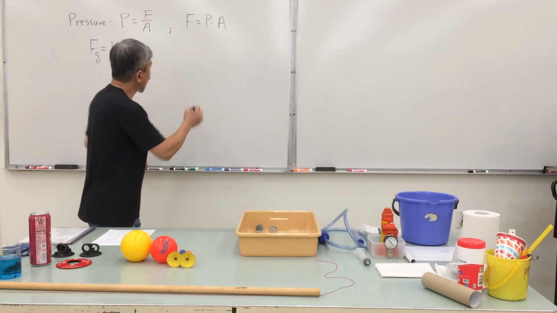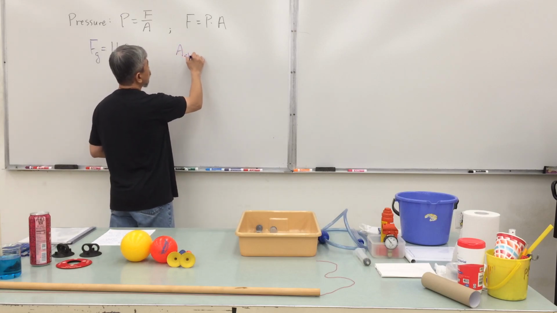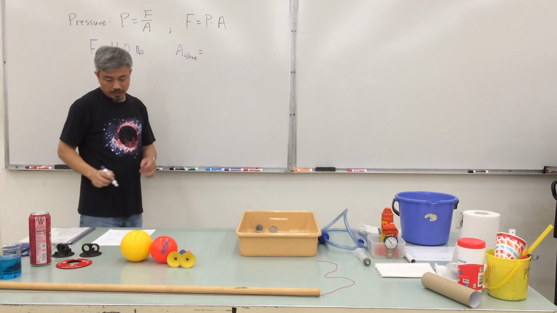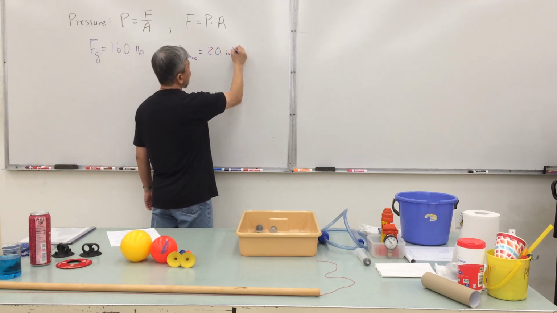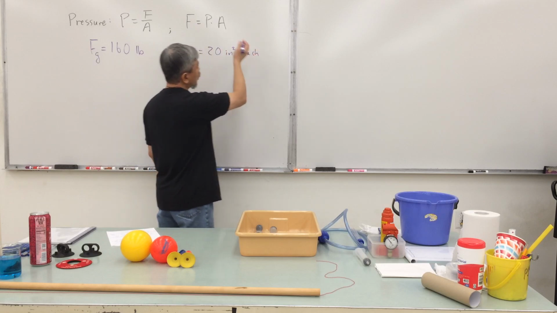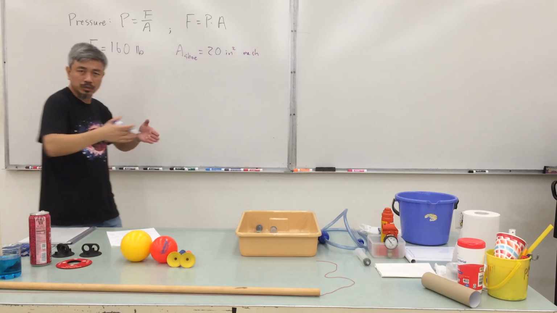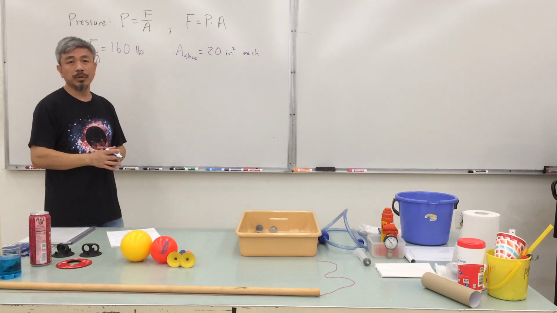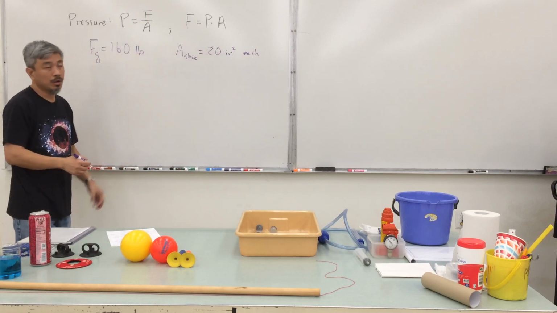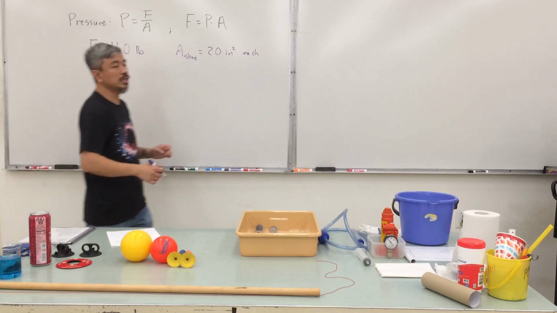contact with the ground. So let's say that the area of the shoe is roughly equal to, what's a good one, 20 square inches, each. That seems like a pretty reasonable number. So you can look at the dimensions of a shoe. If you multiply them out, you get about 20 square inches as a nice sized pair of shoes for somebody who's about 160 pounds.